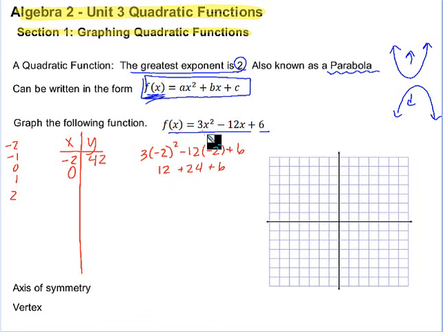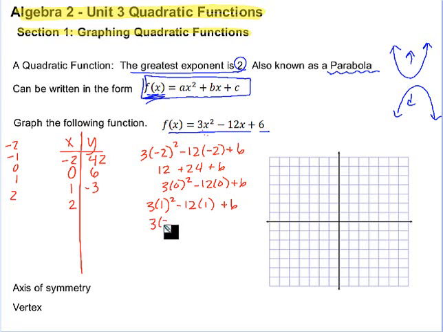If we plug 0 in here, we'd have 3 times 0 squared minus 12 times 0 plus 6. So 0, 0, and then just plus 6. So we get 0, 6. So that's better. So let's move on to 1. So 3 times 1 squared minus 12 times 1 plus 6. So this would be 3 minus 12 is -9, plus 6 is -3.